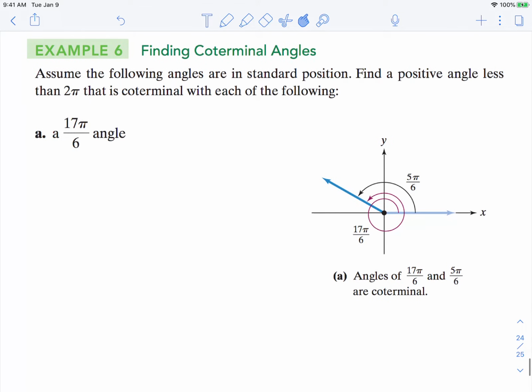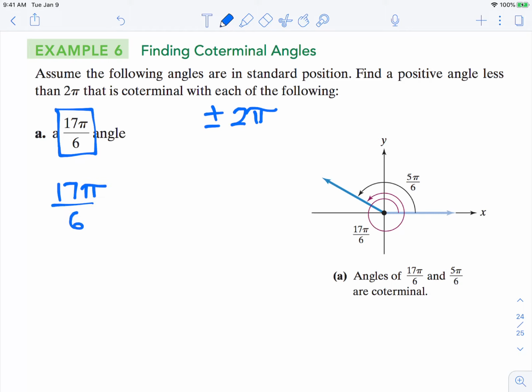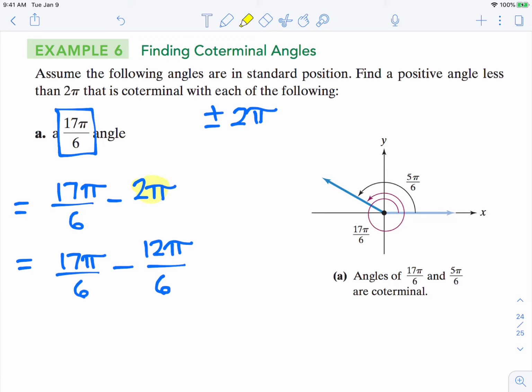Now we're going to go to radian measure. So we have an angle of 17 pi over 6. So we need to work with adding or subtracting 2 pi radians. I'm going to want to go smaller, so I'm going to subtract 2 pi. Well, these two values are not alike, so I have to change the denominator of the second fraction. So I'm going to multiply the bottom by 6, which means I have to multiply the top by 6. So 2 pi is equivalent to 12 pi over 6.